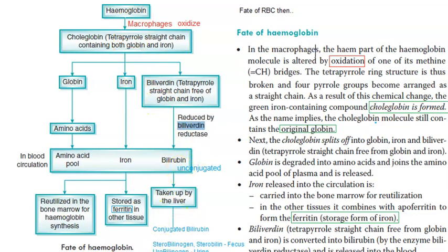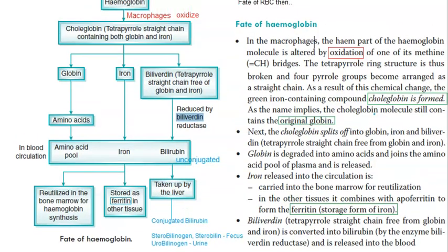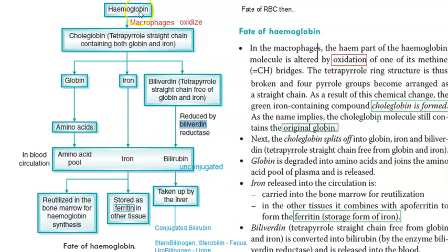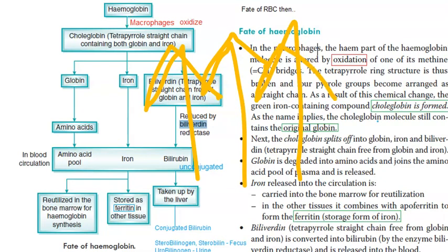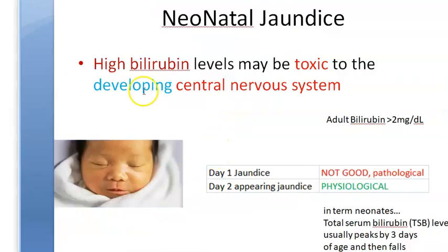Okay, and then what is normally supposed to happen to this bilirubin? It is supposed to be taken up by the liver, and then it'll conjugate this unconjugated bilirubin, and then it will be released in the fecal matter or the urine as stercobilinogen or urobilinogen respectively. However, in this baby, what will happen? There is so much hemolysis, and this liver is not mature yet to handle so much bilirubin. So what will happen? Bilirubin will increase. Now what will happen if bilirubin increases? Jaundice. Basically, they are more concerned because it can affect the developing central nervous system.